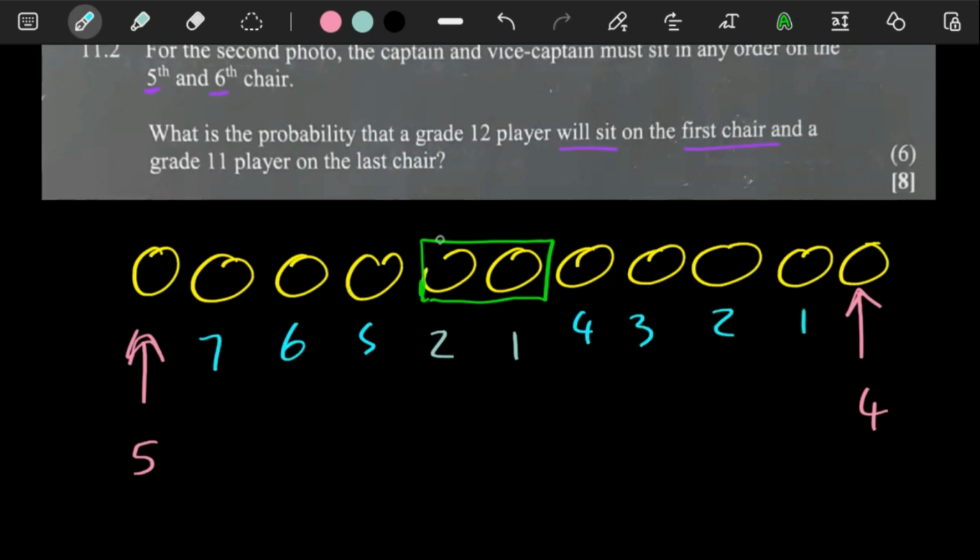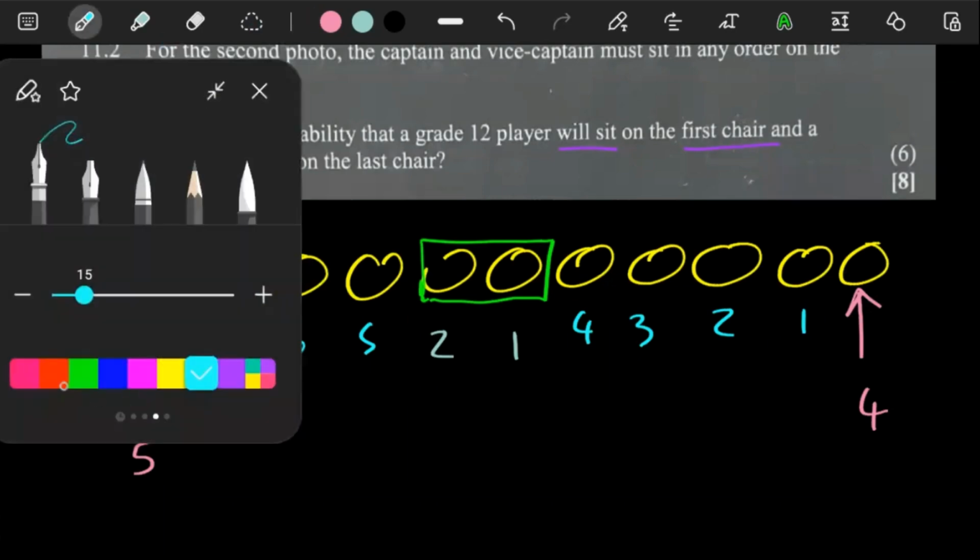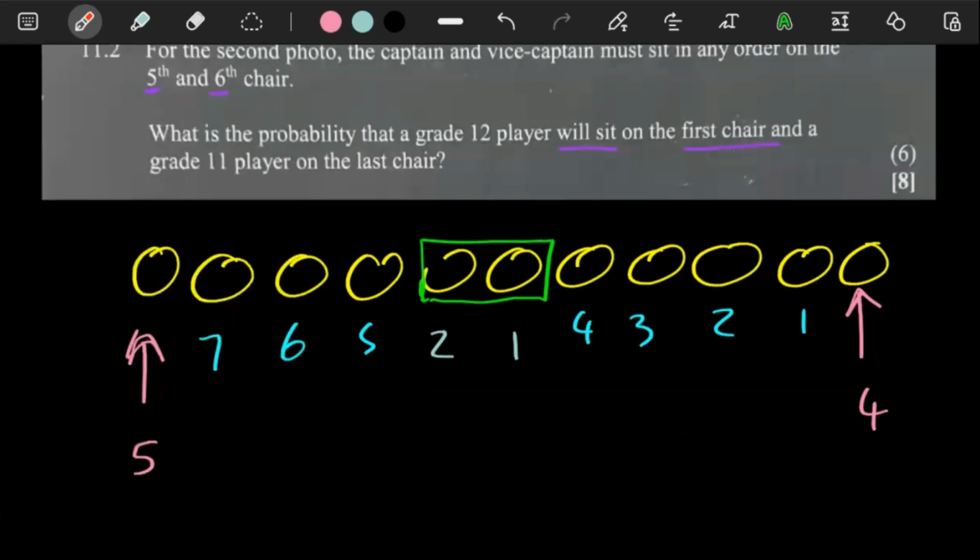Because we said position 5 and 6 are the vice captain and captain, so we put it like that. In the first position, a grade 12 learner. In the last position, a grade 11 learner. And then the rest can just sit anywhere. So there will be 7 options here, then 6, 5, 4, 3, 2, going on and on. And the idea now is for you to see how many arrangements these are: you just multiply all these numbers together.